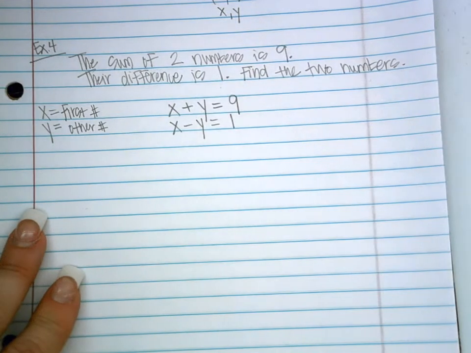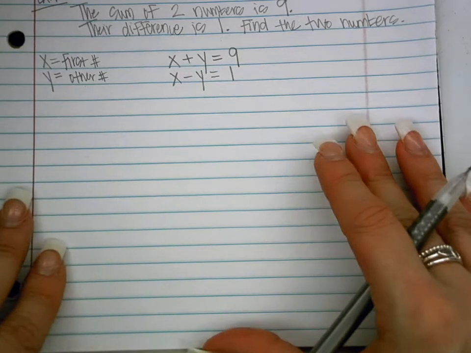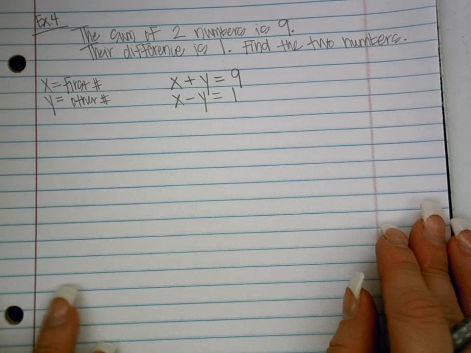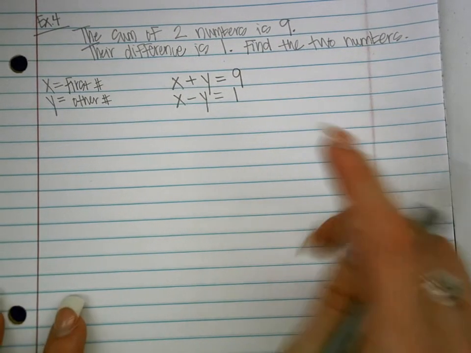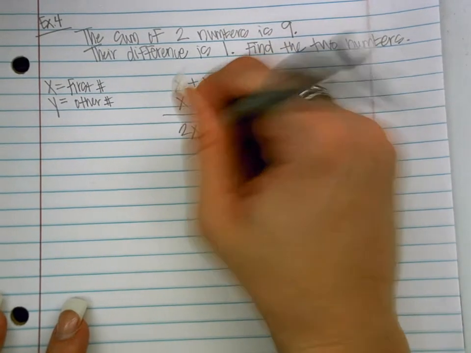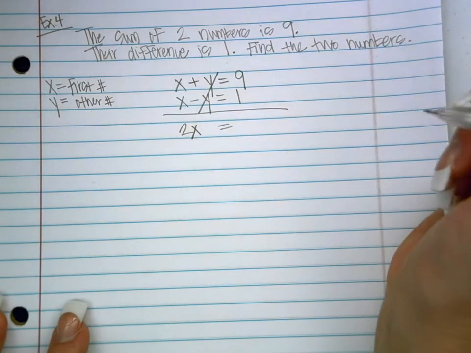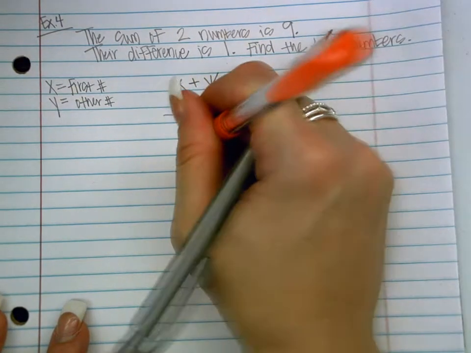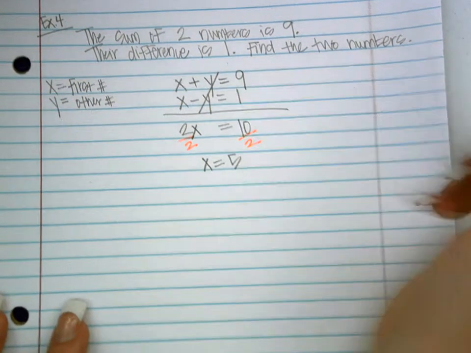I want to solve for the two different numbers. Does this look like it's set up to do the elimination method or the substitution method? Elimination method. If I added these together now, would something cancel out? Yes. Let's do it then. X plus X gives you what? 2X. Y minus Y gives you what? 0 equals what? 10. How do you get X by itself? Divide both sides by 2. So one of your numbers will be what? 5. So one of your numbers is 5.